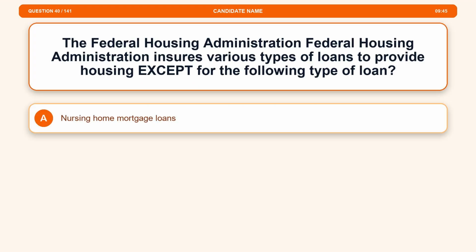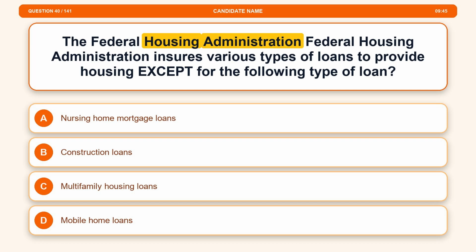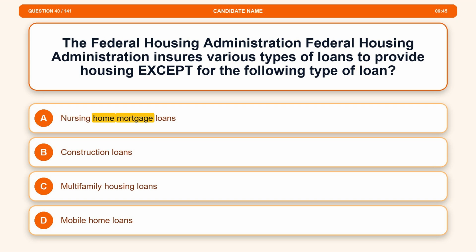Question 40. Federal Housing Administration insures various types of loans to provide housing except for the following type of loan. Option A, nursing home mortgage loans. Option B, construction loans. Option C, multifamily housing loans. Option D, mobile home loans.